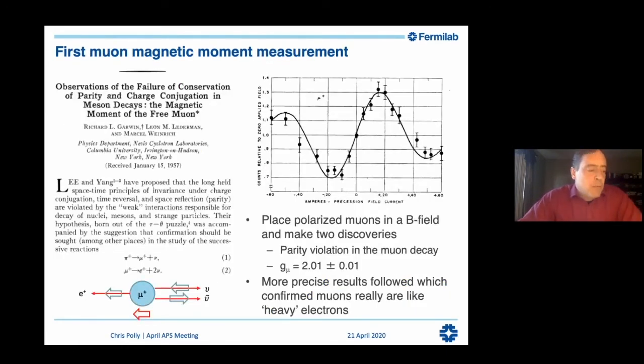It didn't take long for people to start exploring the properties of the muon. You can see in this paper from 1957 by Garwin, Lederman, and Weinrich, the first measurement that proved that the muon's decay is parity violating. At the same time they were discovering this amazing fact, they also were able to measure the g factor of the muon for the first time and found it to be consistent with the spin 1/2 point particle.